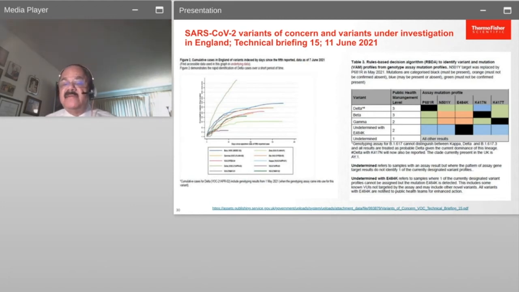So they started off initially using 4 of the mutations, and somewhere in May they introduced the P681R to specifically pick up the Delta variant. So this is being actively used in the UK to track these variants, and the healthcare system there does use the data to intervene in terms of whatever is required for pandemic containment and isolation. So that's been going on there. And on the next slide, you have a little bit more detail on this.